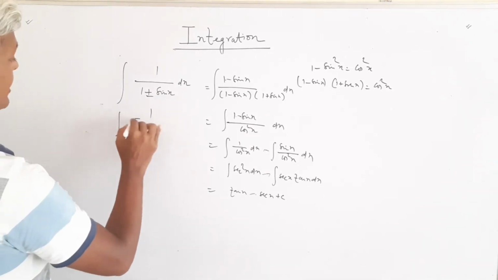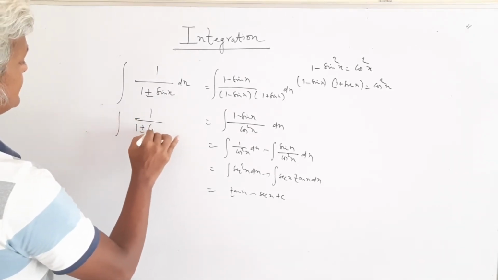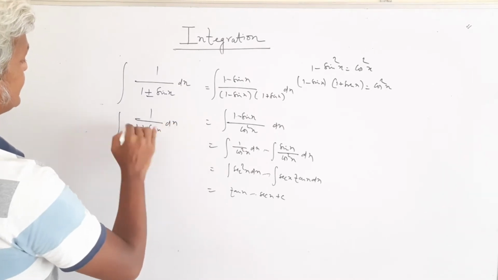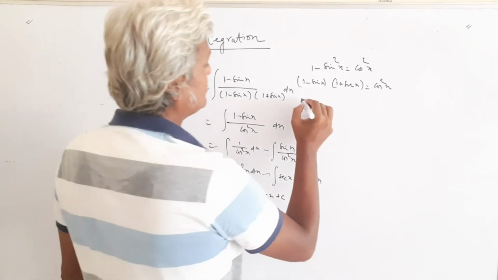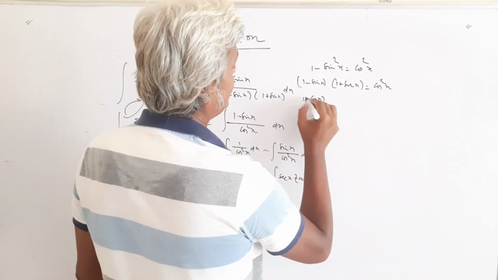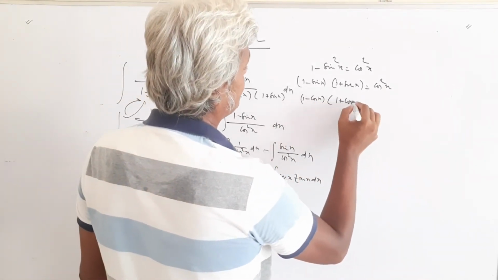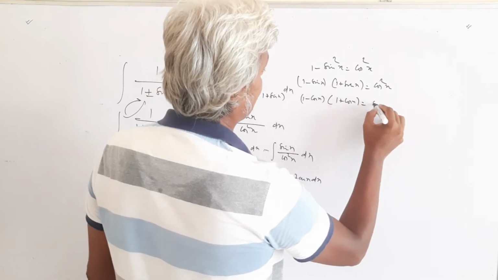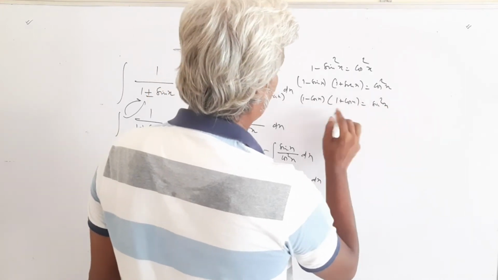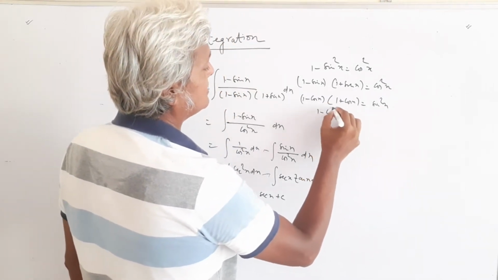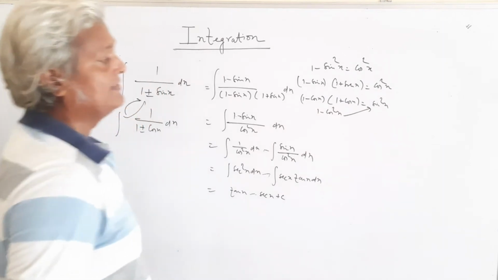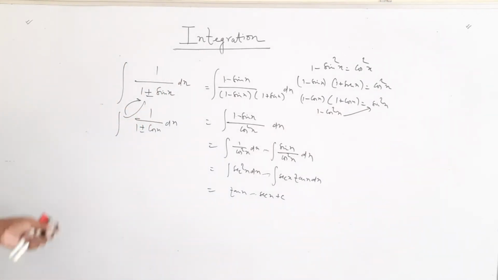And if you take 1 over 1 plus minus cos x dx, this form also can be solved the very same way, because 1 minus cos x and 1 plus cos x multiplied always give you sin square x, because it is like 1 minus cos square x, and this gives you sin square x. Now I need to clear the screen.